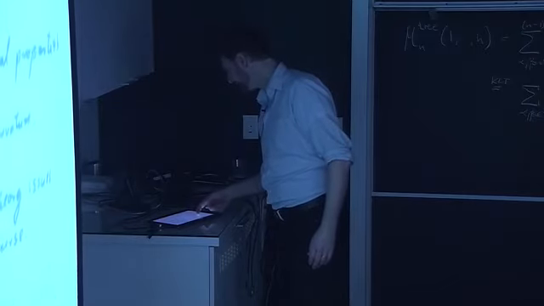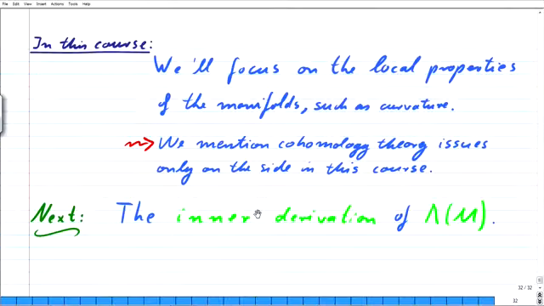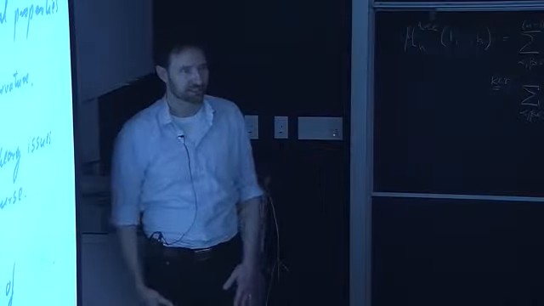Right, I think we are done. Here I'm just saying that in this course we are concerned mostly with the local rather than the global properties, so cohomology is not going to play much of a role. The next thing that we'll do is study the inner derivations. We did the exterior derivative, the d. The next derivative we're going to do is the inner derivation, and then onwards to integration. Okay, that's it for today.